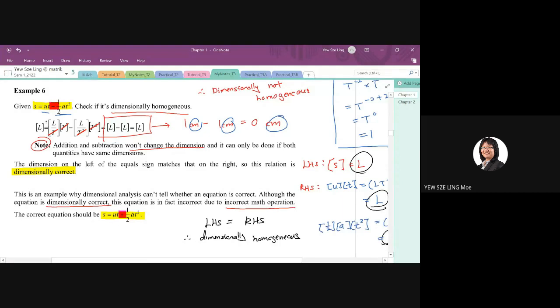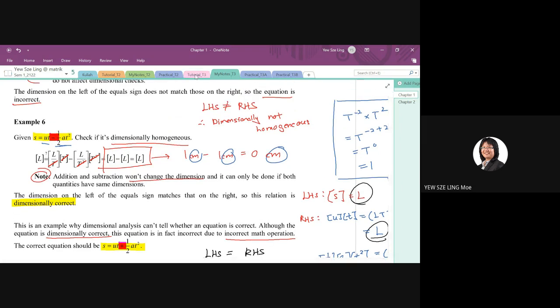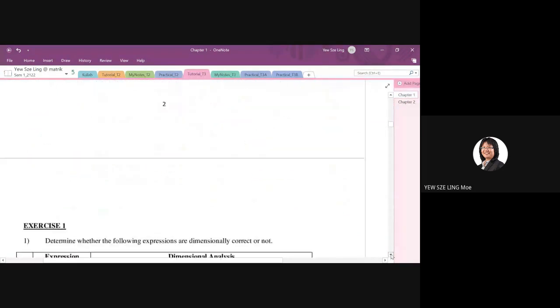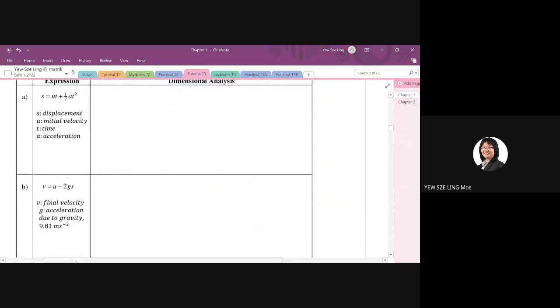But in your exam, you still have to answer that it is dimensionally homogeneous or dimensionally correct. Correct in terms of dimension, just that it is incorrect in terms of operation. All right. So these are two examples that show you how to do a dimensional check. So what I want you to do now is try these three questions. Actually the first two. The last one I will discuss with you because the last one is slightly more complicated.